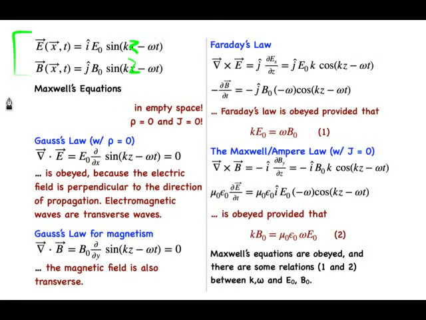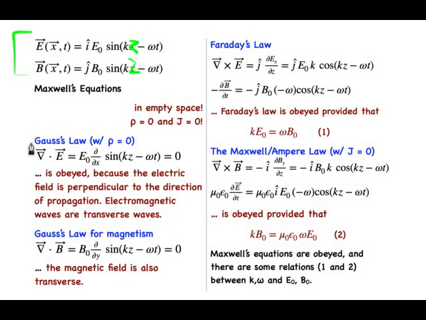Now I want to show that these solve Maxwell's equations, Maxwell's equations in empty space. So Maxwell's equations with no charges, no currents, just vacuum. So I'll take Maxwell's equations and I'll set rho equals 0, and I'll set J equals 0. And now I'll calculate the divergence and curl of E and B.